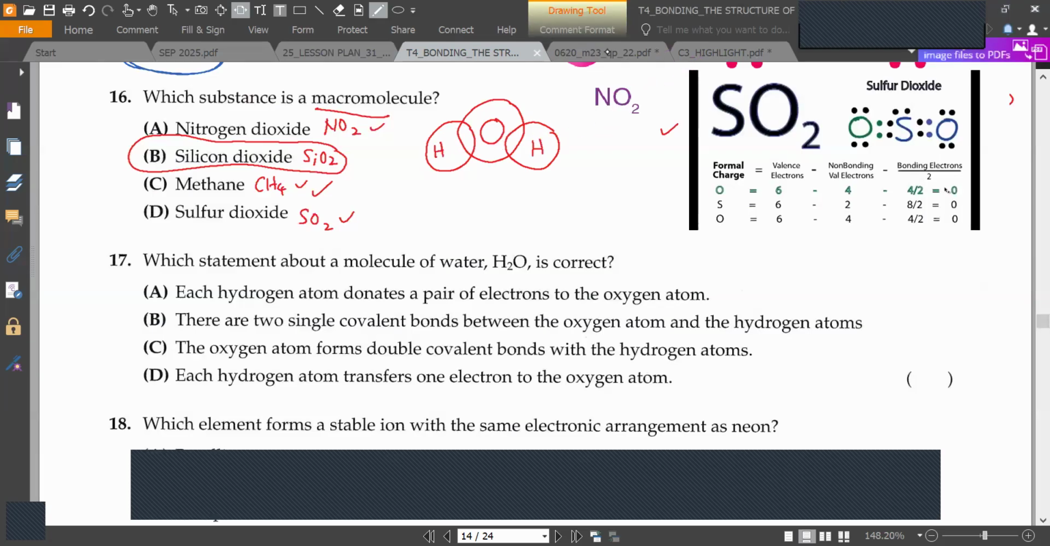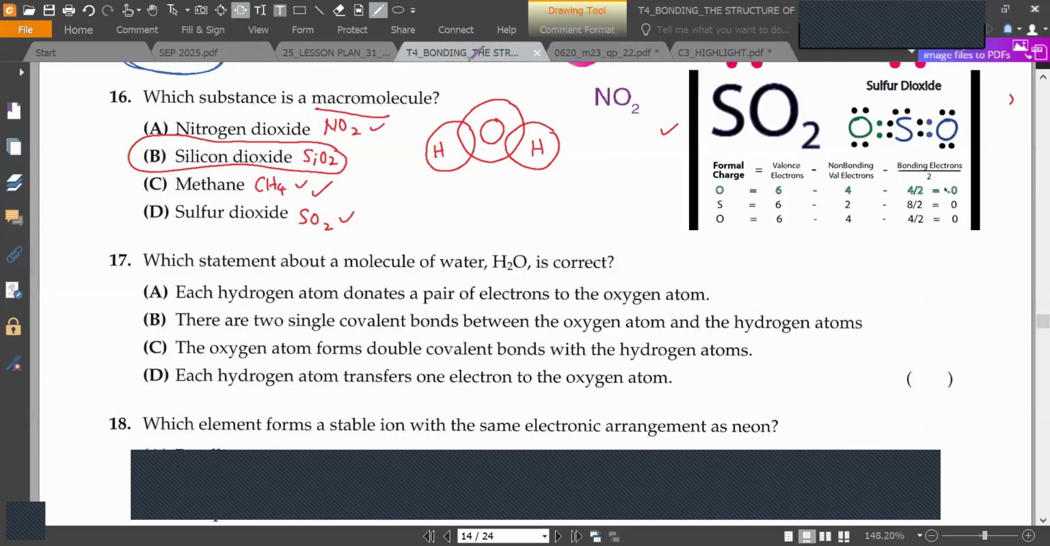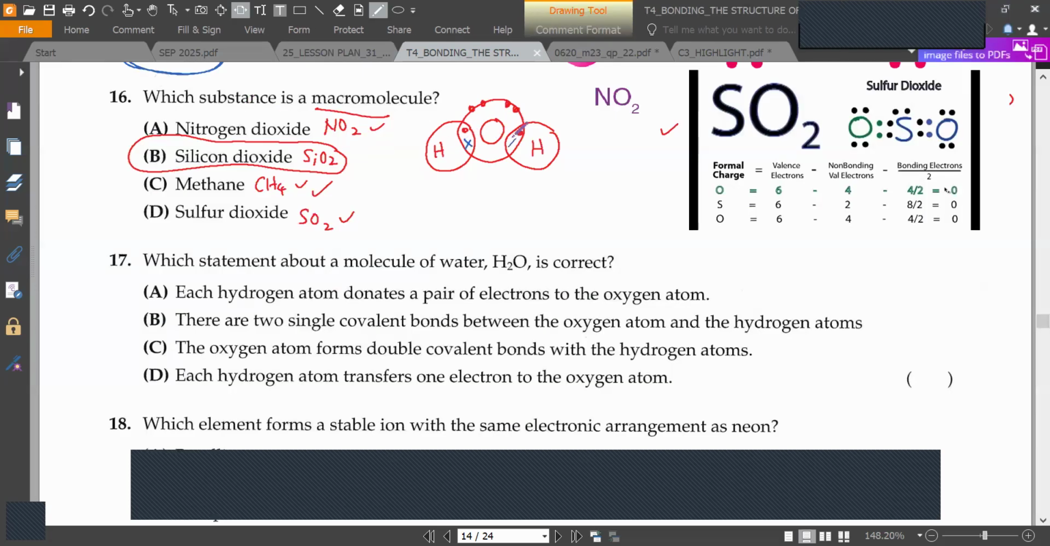First we'll look at oxygen. Oxygen is in group 6, so it has 6 outer electrons. Let's do it like this: 1, 2, 3, 4, 5, 6. So it's got 6 electrons, so it only needs to form 2 bonds. It only needs to share 2 electrons. So hydrogen is 1, 1, 1.